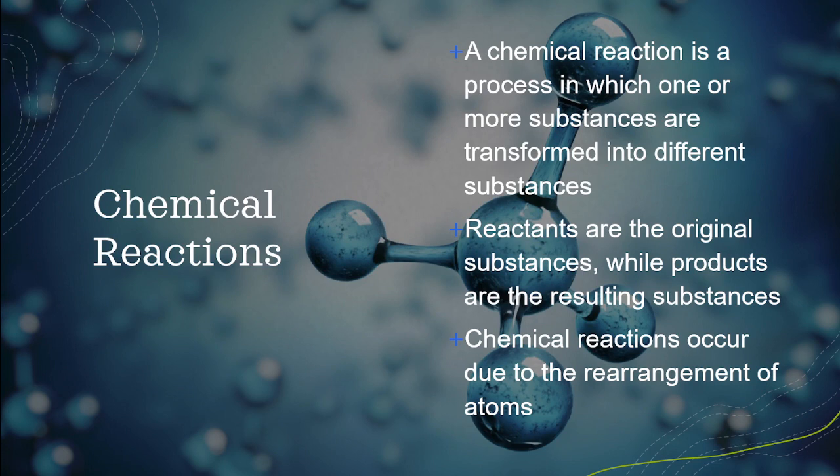A chemical reaction is a process in which one or more substances are transformed into different substances. Reactants are the original substances, while products are the resulting substances. Chemical reactions occur due to the rearrangement of atoms.